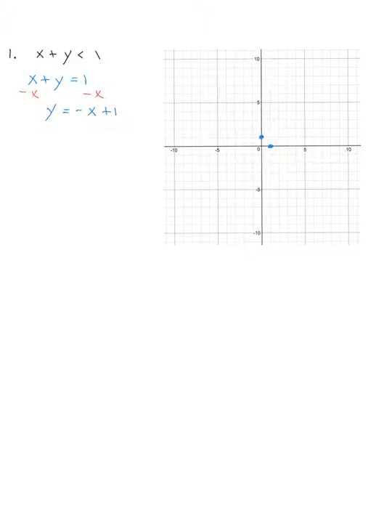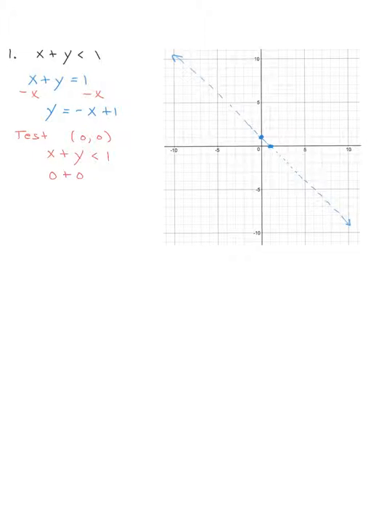Since there is a strictly less than inequality in this problem, I will use a dotted line, and let's graph that. This line now represents the barrier. I'm going to do a test point, which I think I'll use (0, 0) since it's not on the line. So I will test (0, 0), see what happens, and x plus y is less than 1.